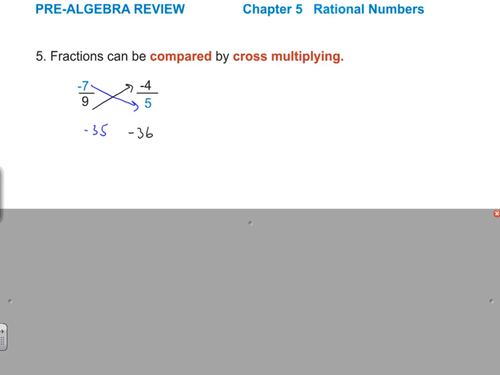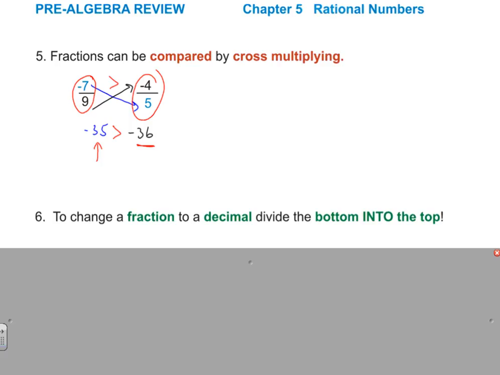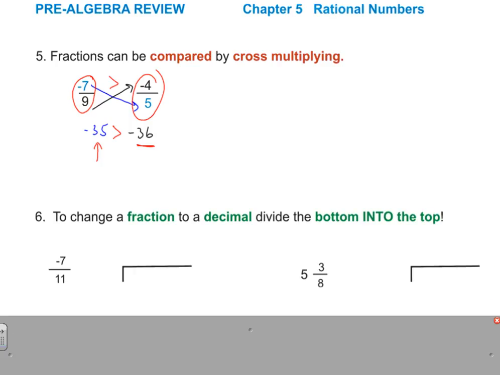And now you have to think, is negative 35 bigger than or less than negative 36? It's bigger than, right? So it's greater than. Therefore, the negative 7/9 fraction is greater than the negative 4/5 fraction. So it's a simple way to figure out whether one fraction is greater than, less than, or equal to another fraction. You simply cross multiply.